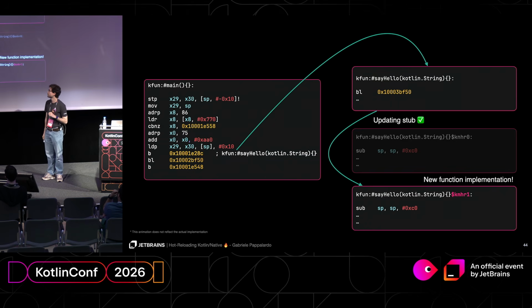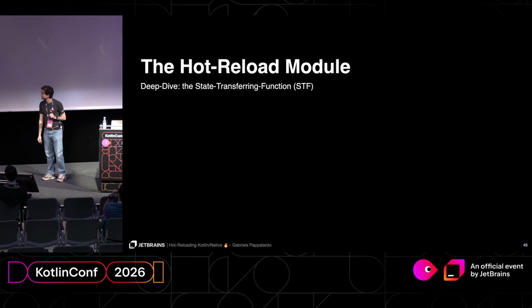So this was function stub updates in a nutshell. It's a little bit more complicated than this. I tried to make it shorter. But then what happens to objects in memory?